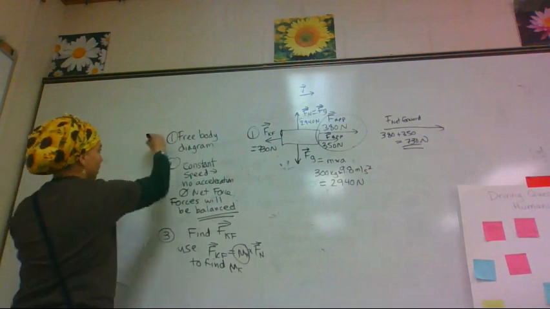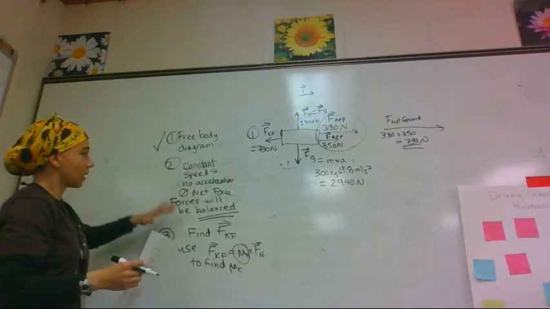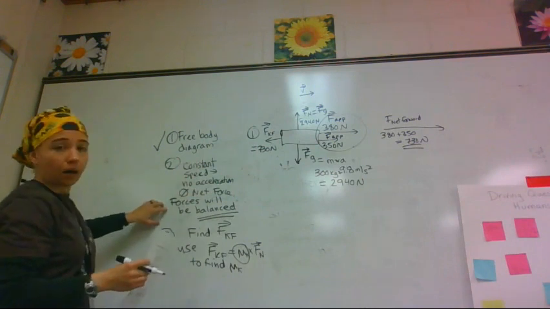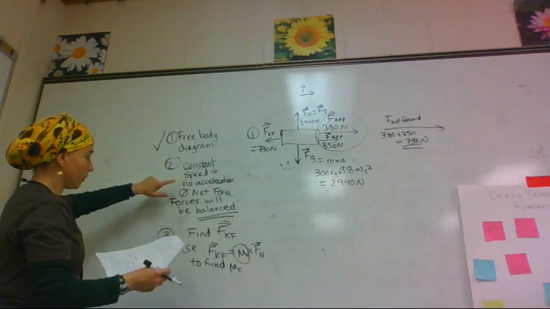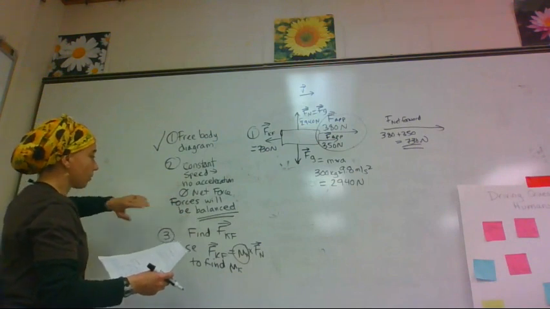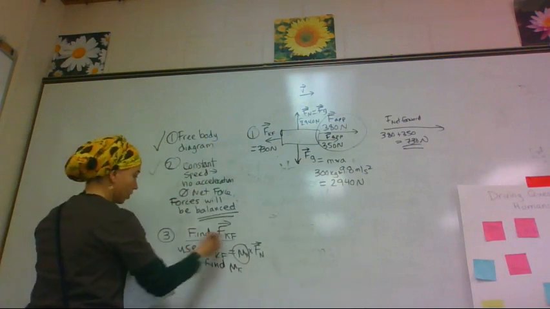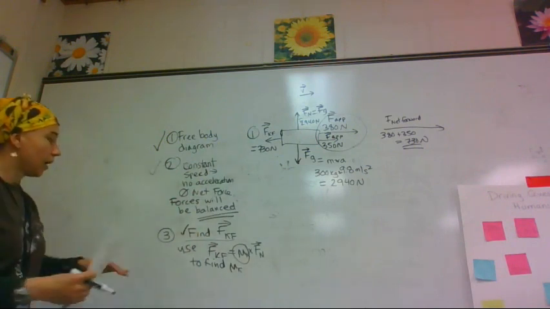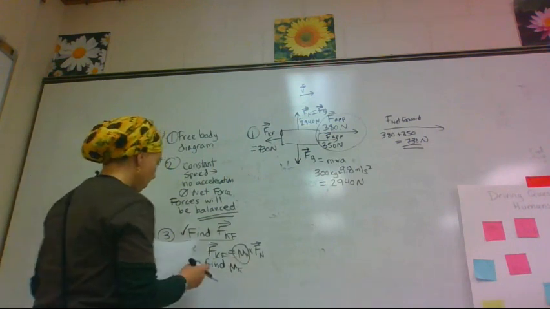So did I do step one? Yep, I have a complete free body diagram. Did I complete step two? I thought about constant speed. I figured out using this information that there's no acceleration, there's no net force, the forces have to be balanced. I was able to find the force due to friction. So I finished the first part of step three. Now I just have to use the friction equation to find mu.